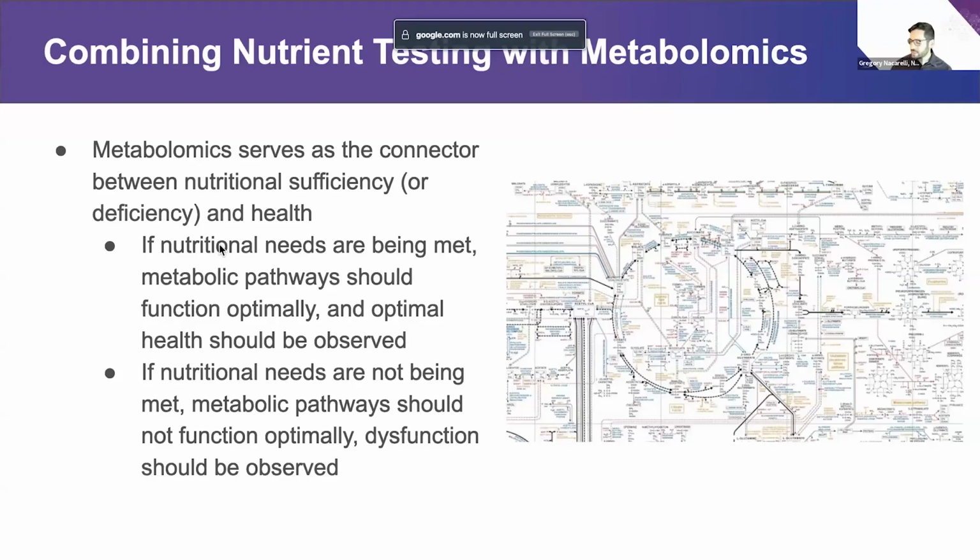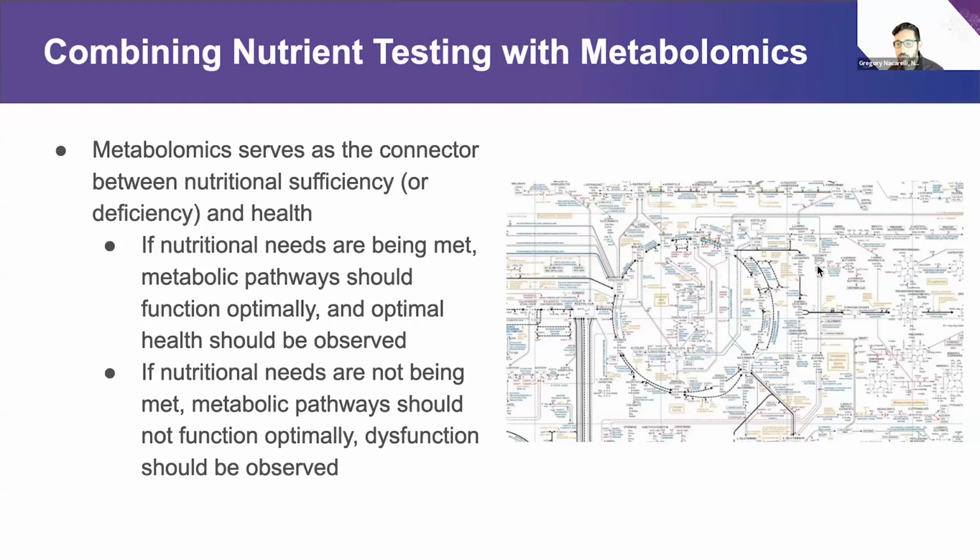I think one of the most wrong things that genetics has done is make people, or just the concept of genetic determinism. Like, because I have this gene, then I am this way. And it's like, no, usually it's almost unlimited within genetics. Yeah, for the overwhelming amount of people, genetics is not going to be deterministic of their health. There's going to be other factors to consider. So combining nutrient testing with metabolomics, metabolomics serves as the connector between nutritional sufficiency and health. What I have on this right hand side here is just our metabolic pathways.